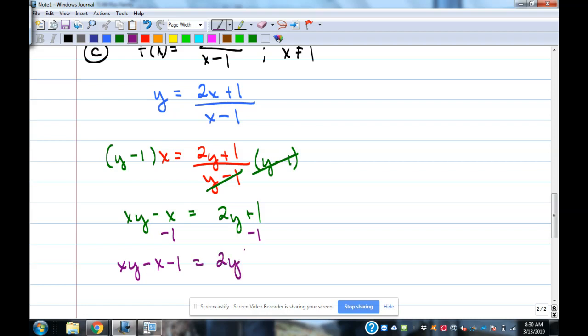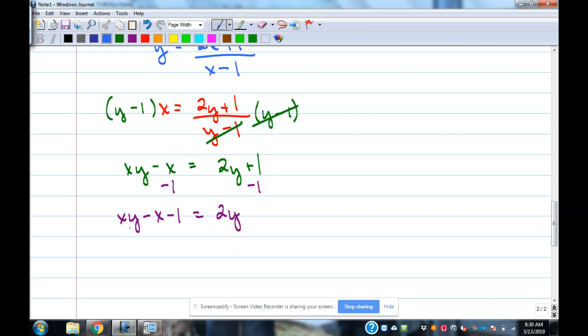What else has a y? The xy. So I need to move it over there too. Move it by subtraction. So we get negative x minus 1 equals 2y minus xy.